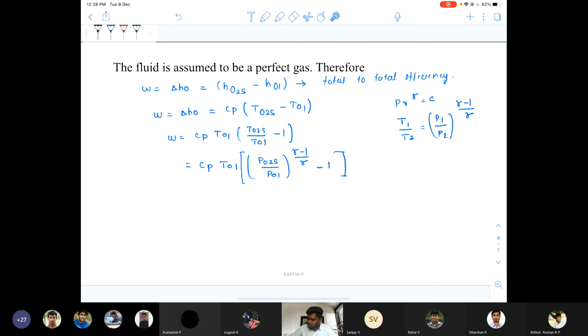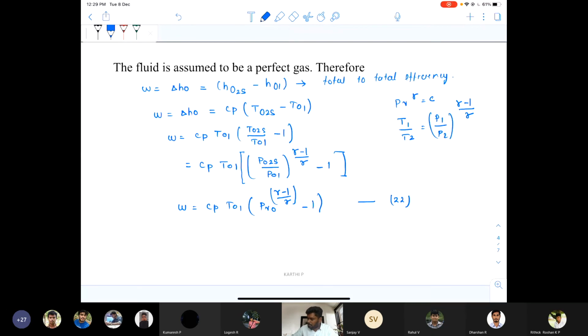Now the work done, or the specific work, will be equal to Cp times T01 into PR0 to the power of gamma minus 1 divided by gamma, minus 1. This is nothing but the pressure ratio PR naught to the power of gamma minus 1 divided by gamma. Consider this as equation number 22.